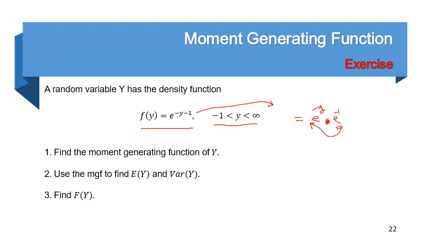And here we ask again for the moment generating function: you apply the rule, differentiate once to get the expectation, differentiate twice and apply the formula to get the variance.